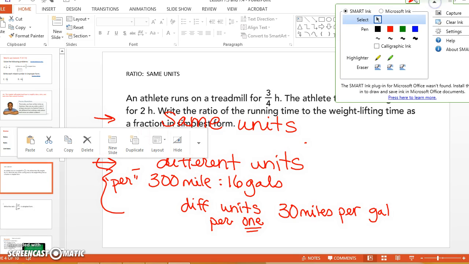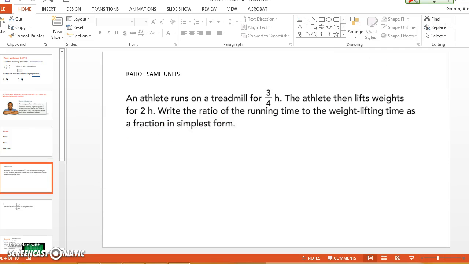All right, so I wanted to point out on this one that this one is talking about a ratio. An athlete runs on a treadmill for 3/4 of an hour. The athlete then lifts weights for 2 hours. Write the ratio, so it's both in hours, of the running time to the weightlifting time. So remember that tells us the order. Okay, so we start with running time, which was 3/4 over weightlifting time was 2 hours. They're already in the same units, so I'm good.